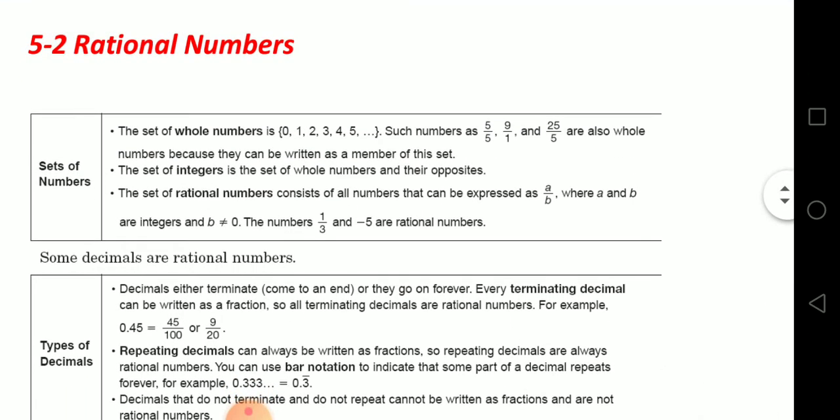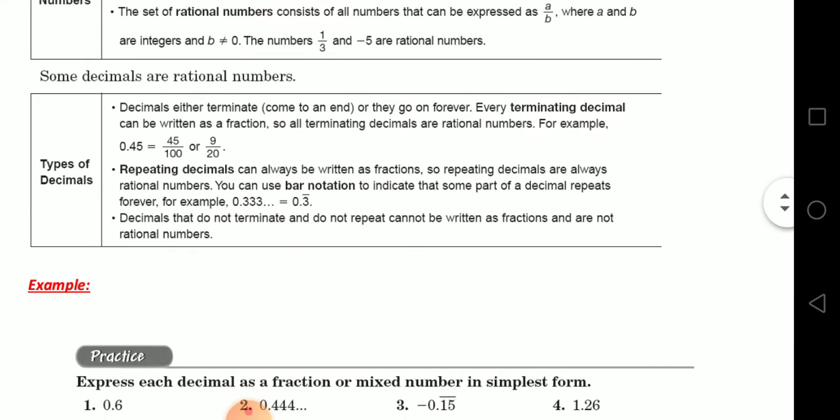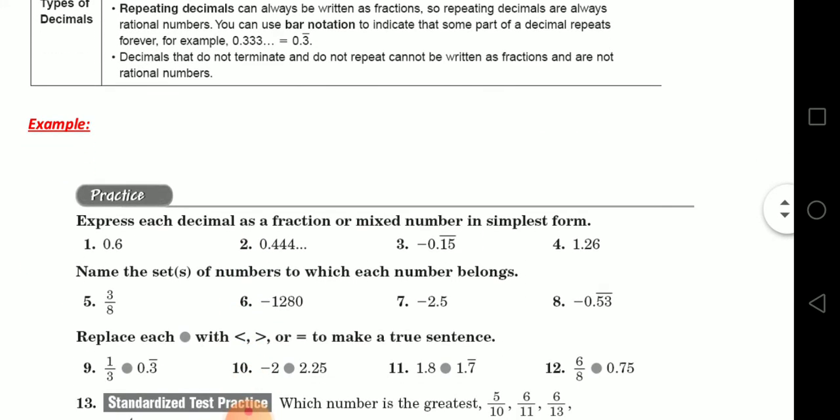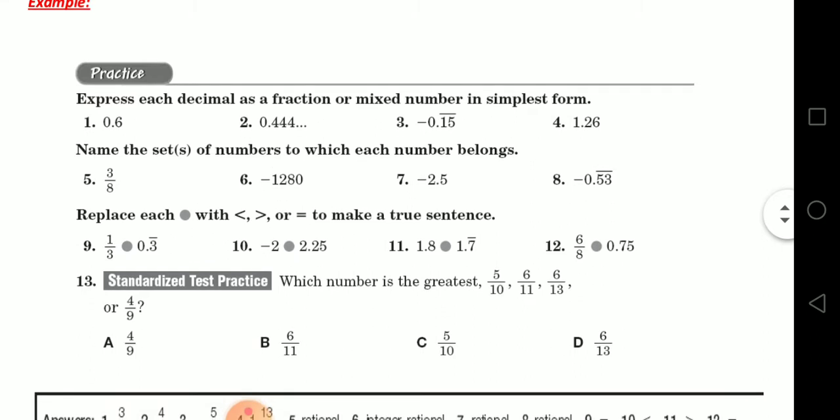The set of integers is the set of whole numbers and their opposites. The set of rational numbers consists of numbers like fractions a over b, where a and b are what? Integers. b cannot be 0, remember that. A third and negative 5 are rational numbers. Some decimals, guys, are rational numbers: decimals either terminate, that is, they end, or they go on forever, which means the repeated ones. For the repeated decimals, we talked about this, we put a bar above the last digit.